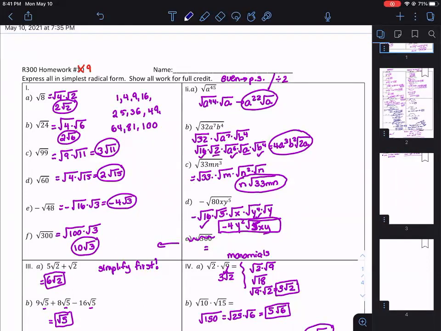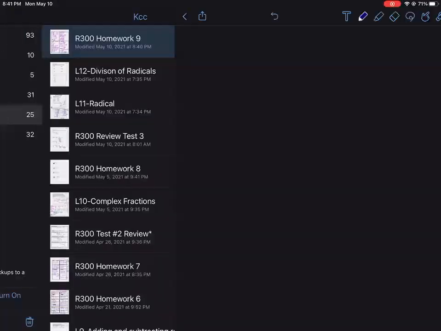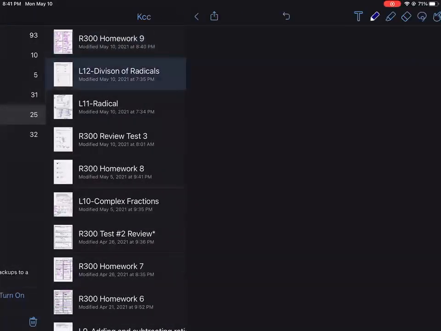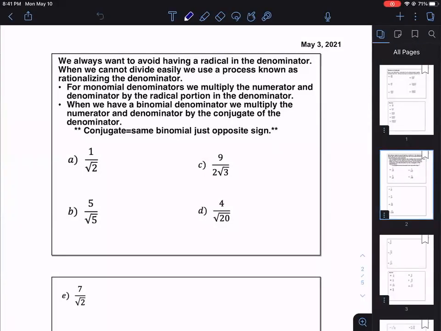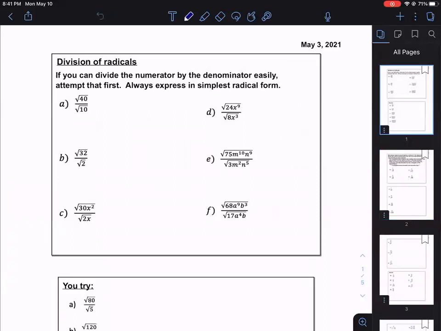Okay. So again, I'll always be able to open that back up. This is our last radicals lesson, and this deals with division of radicals. Now, to be honest with you, there are 3 different scenarios that we will see.